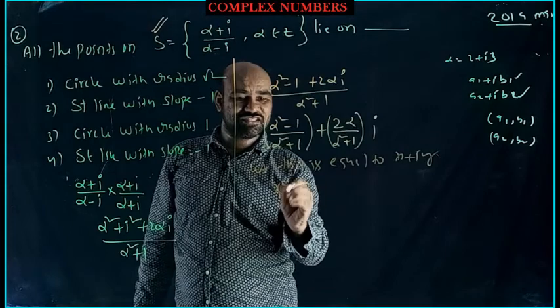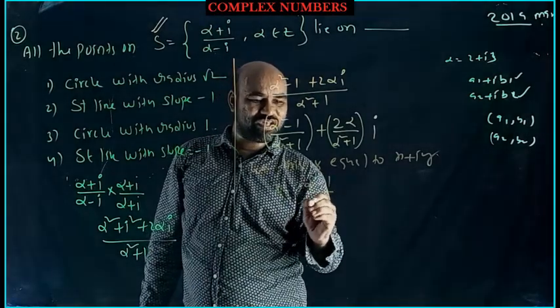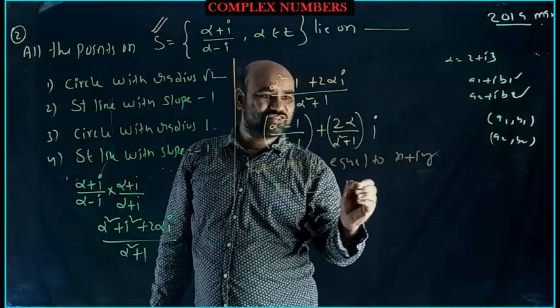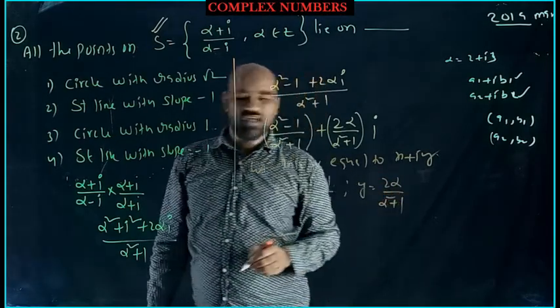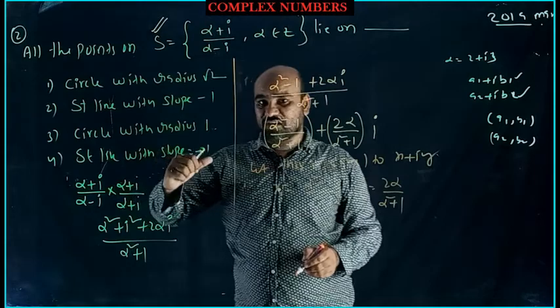What is the meaning of this? x equal to (alpha square minus 1) by (alpha square plus 1). So y is equal to 2 alpha by (alpha square plus 1). Now according to the options, I want to find the answer.